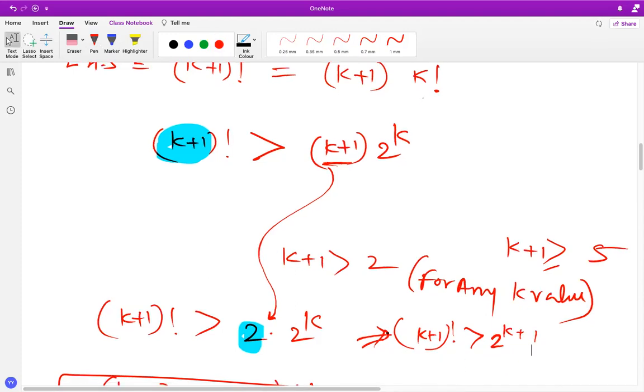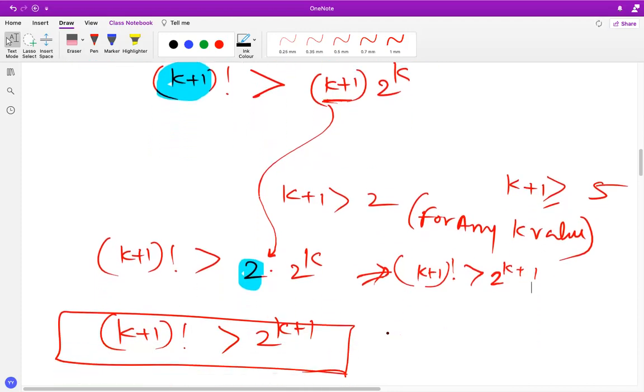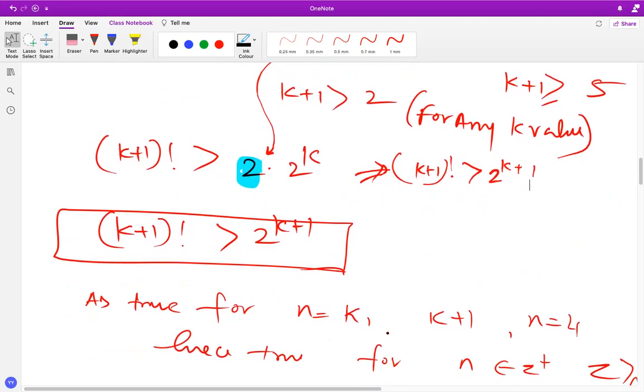These are the core steps, and obviously you have to write the final step here. Since it is true for n equals to 4, n equals to k, and n equals to k plus 1, hence it will be true for n belonging to positive integers, where n is higher than or equal to 4. That's how you write your final statement. So this is the basic inequality induction.